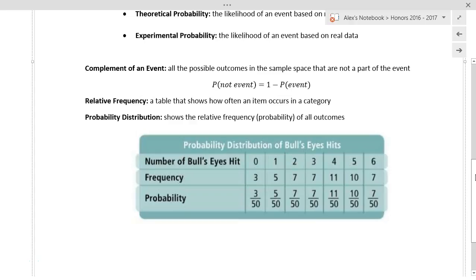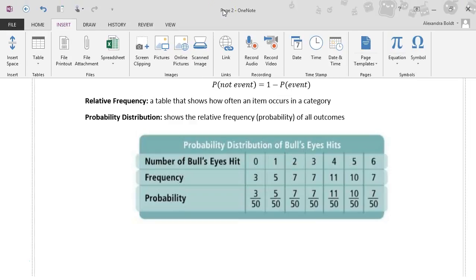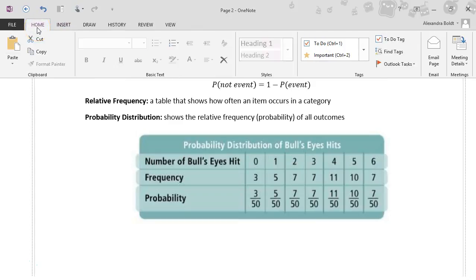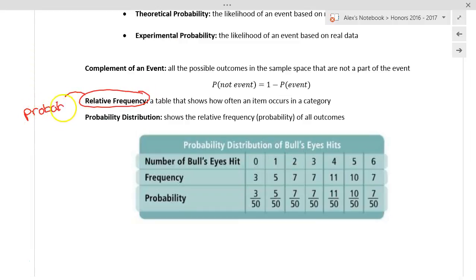So a relative frequency, really, relative frequency is just another word for probability. So if you ever see that word, it's using a frequency table, finding the probability.